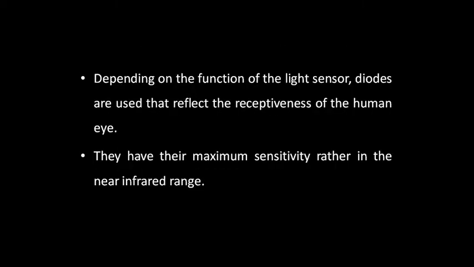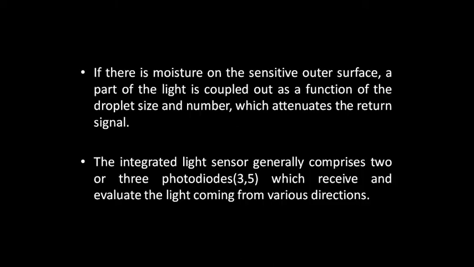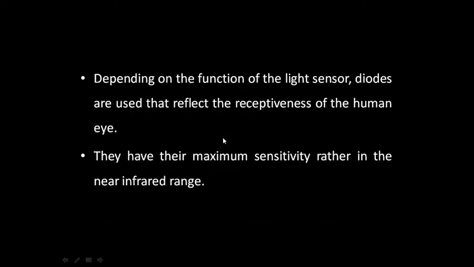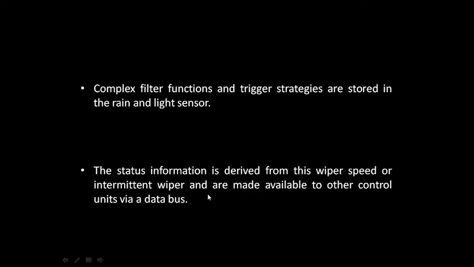Depending on the function of the light sensor, diodes are used that reflect the receptiveness of the human eye, as we have already discussed earlier. It adjusts the situation so that we don't have any visual problem. It provides a better facility so that we don't have any visualization problem. The sensors have maximum sensitivity in the infrared range.